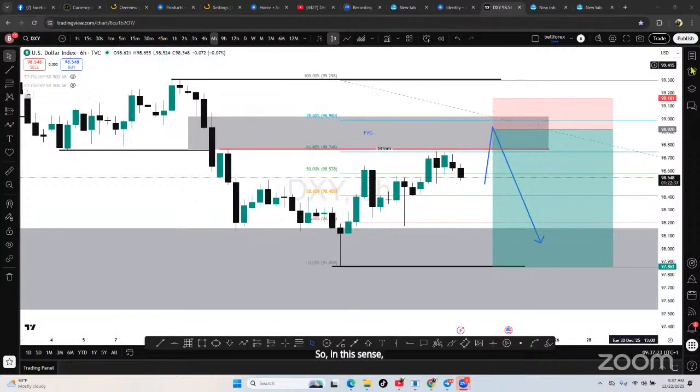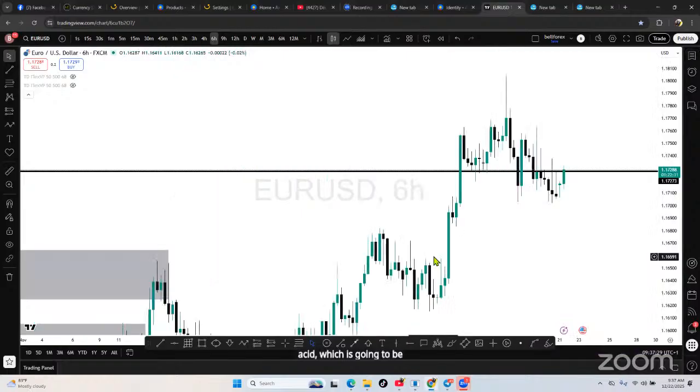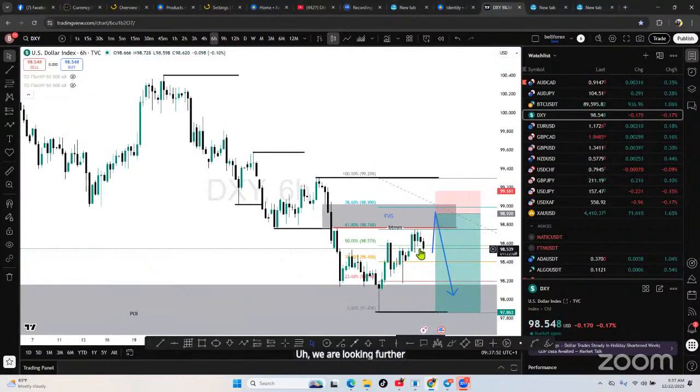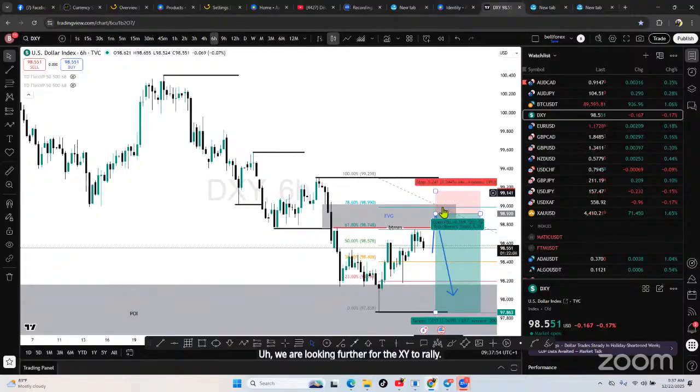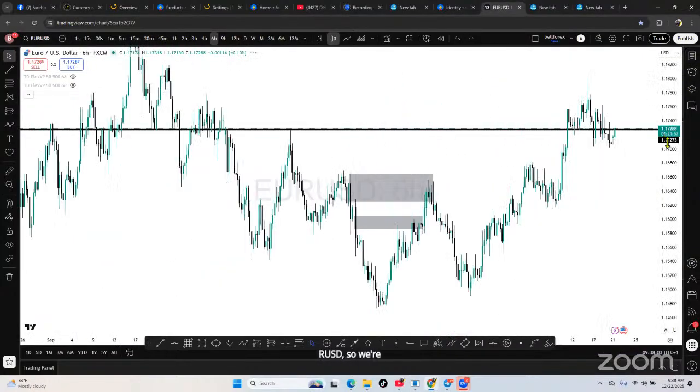So in this sense, we are going to be targeting another asset, which is going to be Euro USD, in relationship with what the DXY is supposed to do. We are going to be looking for a possible buy zone on the DXY. That means DXY going up. We are looking further for DXY to rally to that price level, and we are going to be buying Euro USD.